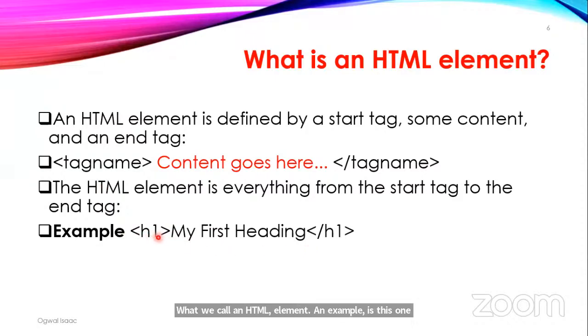This H1 is a tag for heading style 1. So if you want a heading style in your document, you say this is what I want. You say heading style, which type of heading, then you put the content. When you put the content, you go ahead and close that heading style 1. So all that is within this makes up what we call an HTML element.